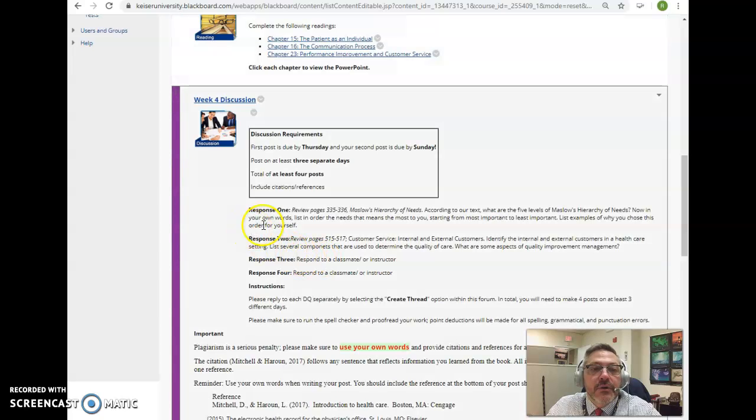So the discussion questions this week are for you to review pages 335 through 336. Maslow's hierarchy of needs is listed there. And according to our text, what are the 5 levels of Maslow's hierarchy of needs? So identify what Maslow says are the hierarchy of needs that you need to meet before you can go to the next level.